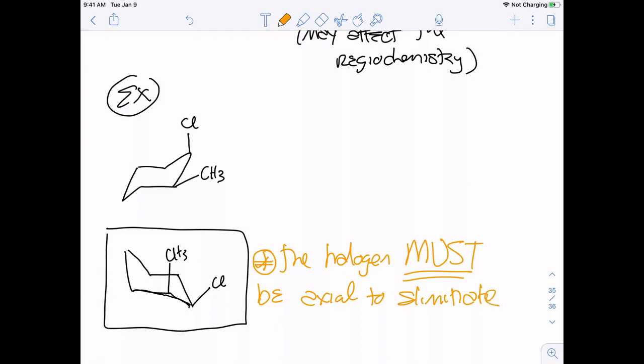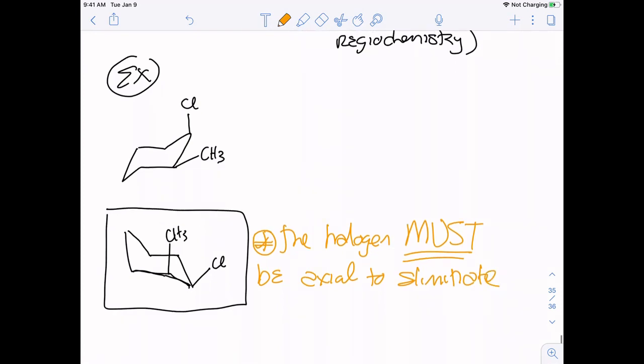If it's equatorial, like it is in the one that I have in the box here, you need to do a chair flip, right? It needs to be a ring flip to put it in the axial position. Remember, when you do your chair flip, if it was equatorial, it becomes axial and vice versa. So if I give it to you equatorial, then you have to do a chair flip, otherwise you're not going to be able to eliminate it. So the halogen must, we'll underline it a few more times, be axial to eliminate.